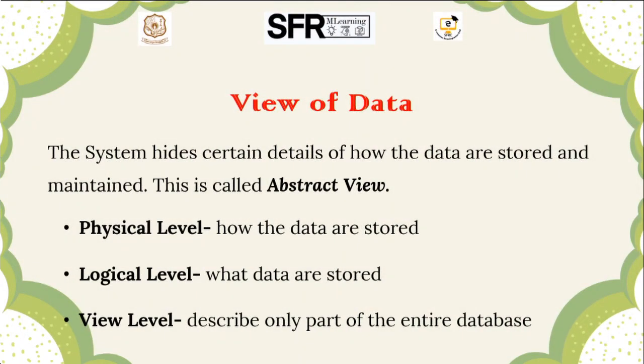Next, view of data. The system hides certain details of how the data are stored and maintained. This is called abstract view. There are three types of levels. First one is physical level, how the data is stored. Second one is logical level, what data is stored. Third level, view. It describes only part of the entire database.